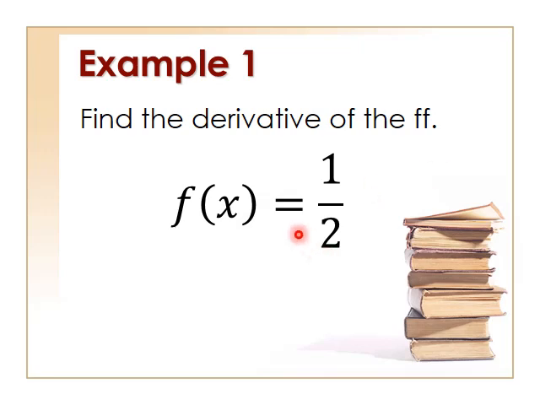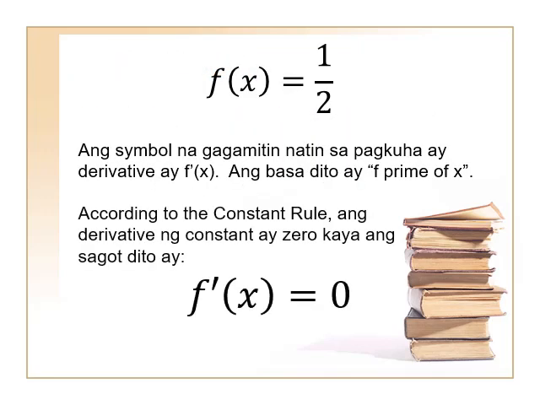Okay, so for example, find the derivative of the following. The function of x is equal to 1/2. Okay, so since 1/2 is a constant, obviously, ang f prime of x is equal to 0. Yan. So, in short, ang derivative ng 1/2 is just equal to 0. Okay, so daling tandaan, di ba? Okay, next example.